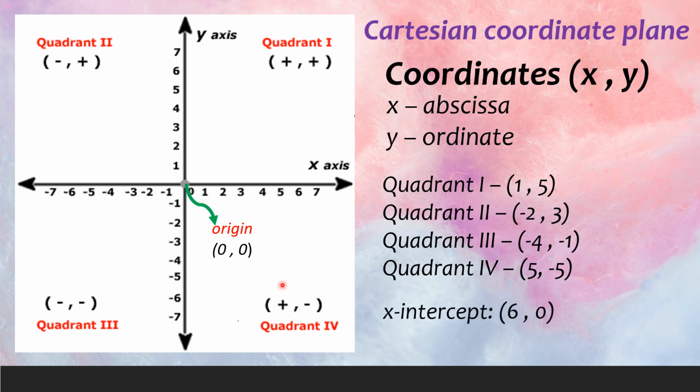And we also have the x-intercept, wherein the value of the y-coordinate is 0 and the x-coordinate must not be equal to 0. And then we also have the y-intercept, wherein the x-coordinate is 0 and the only given value is the y-intercept.